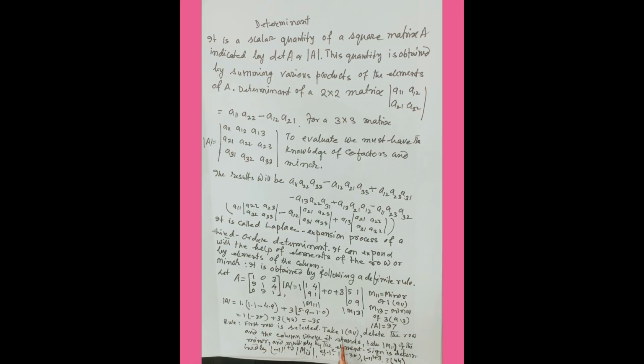Now the rule: first row is selected, take 1, A11, delete the row and the column where it stands, as I have already shown. Then take M11, the determinant of the minor, and multiply by the element. Sign is determined by this formula: minus 1 to the power i plus j into determinant of minor. Suppose it is first element A11. A11 means minus 1 to the power 1 plus 1. So it is even, then it will be a positive sign. Sign will be determined by this formula. So for example, for 1, this is minus 1 square, 1 into minus 35. Then minus 1 to the power 1 plus 3 into 3, 44.